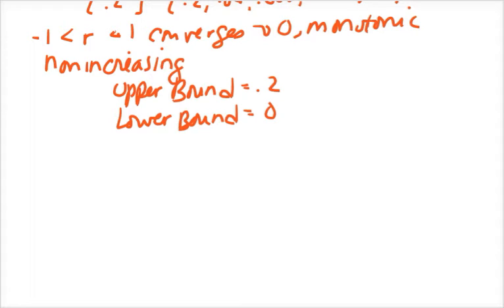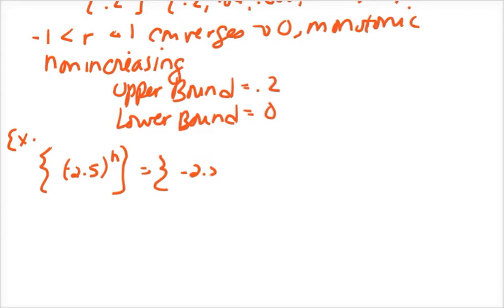Let me look at a different one. So if we have the series, another example, negative 2.5, let me rewrite this, negative 2.5 to the n. So looking at this sequence and expanding it, you see, hopefully you notice that this thing is going to diverge. It's going to get bigger and bigger and bigger.